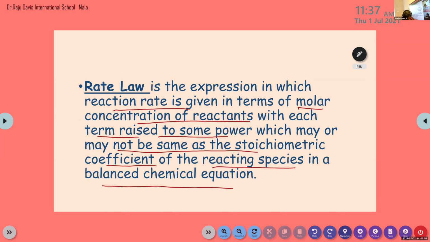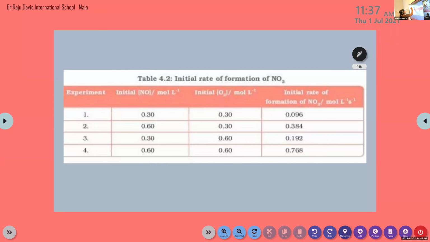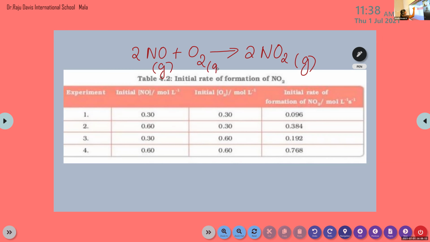We can consider a chemical reaction. That is 2NO plus O2 gives 2NO2. This is in gaseous state, and here also it's in gaseous state. Okay, 2NO plus O2 giving 2NO2.